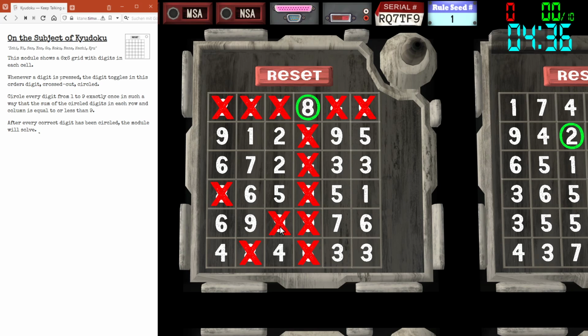Now let's look for the 3s, for example. We have these 3s, and sadly they don't have a common cross point. Techniques that you use in Sudoku, like some form of an X-wing, don't work in Kyudoku because Kyudoku is fundamentally much different from a Sudoku.